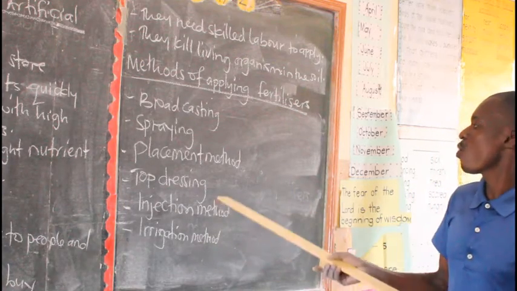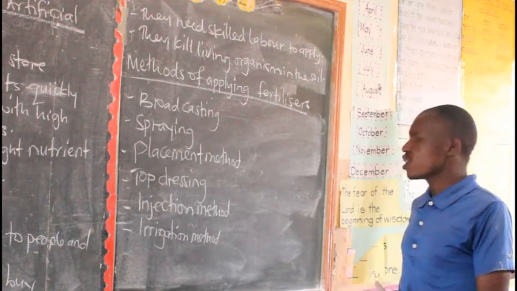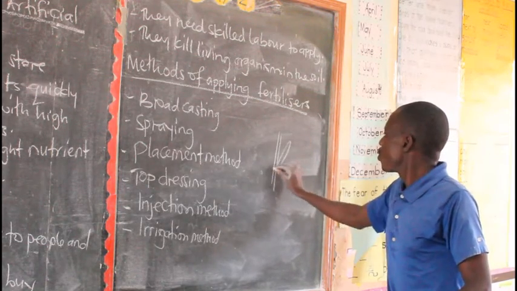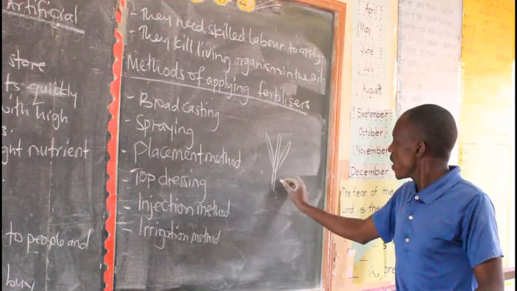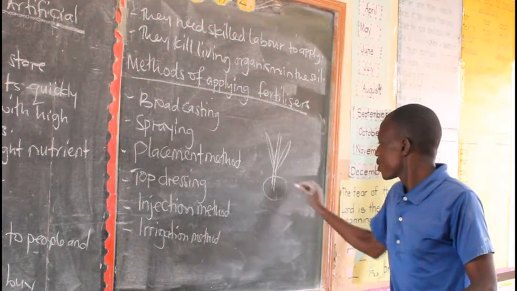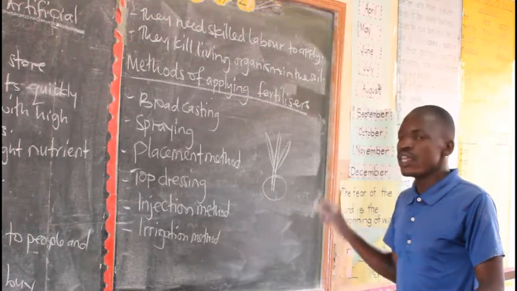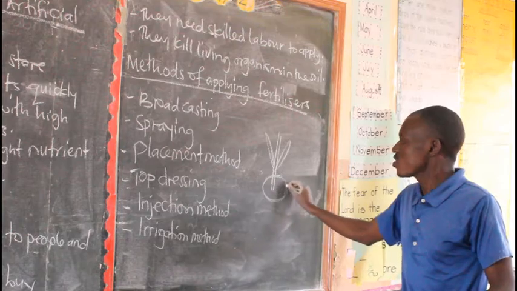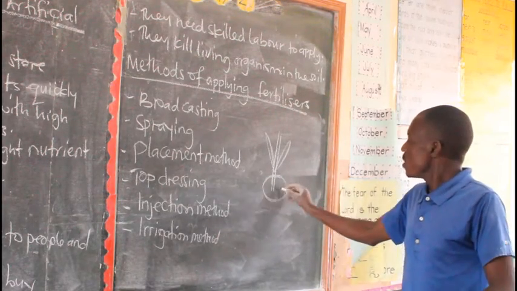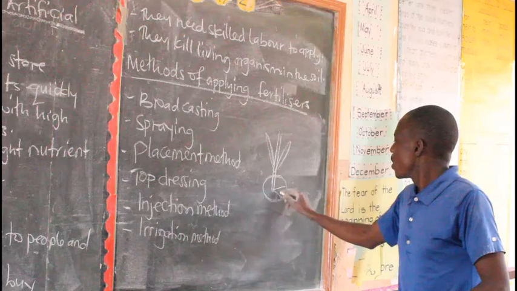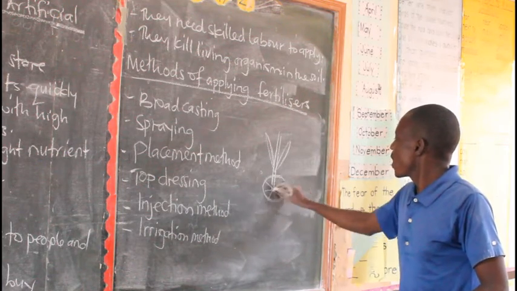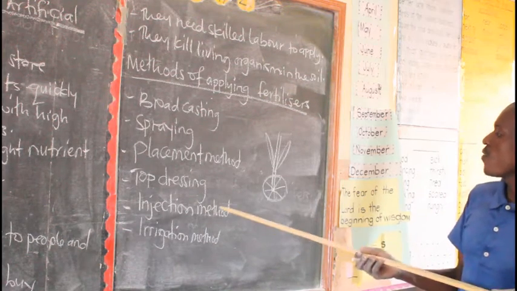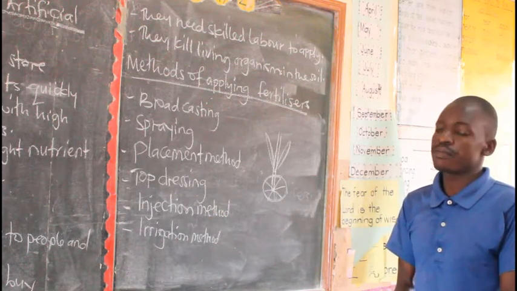We have another method called top dressing. With top dressing, we make a ring around the crop. If this is my crop growing, I apply a ring around it, so that the crop is in the middle, surrounded by the fertilizer. So this ring is for the fertilizer. As the crop grows, it extends its roots outward, so that the roots can access the nutrients from the fertilizer.